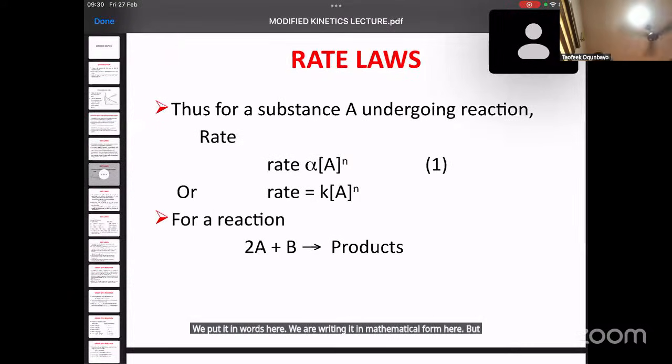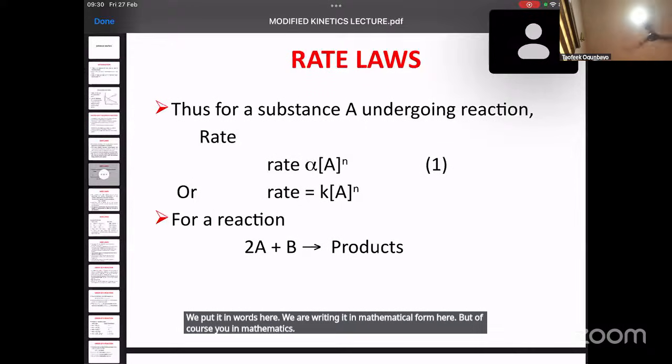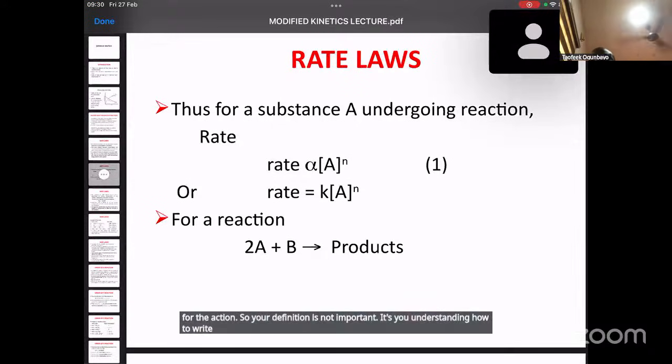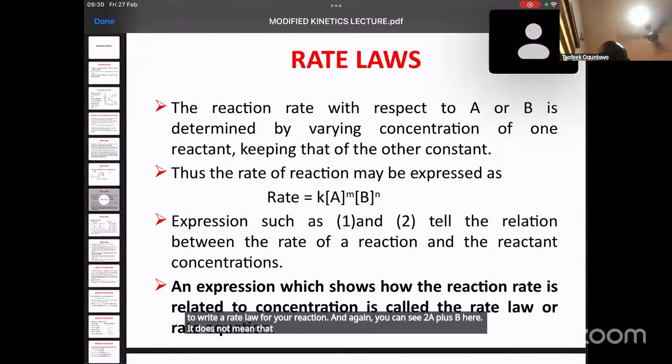But of course, you may need to write rate laws for a variety of reactions. So your definition is not important. It's you understanding how to write a rate law for a reaction. And again, you can see 2A plus B here. It does not mean that here your M is equal to 2 or your N is equal to 1.